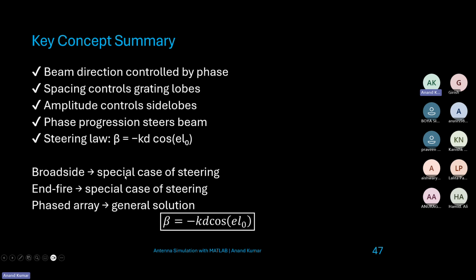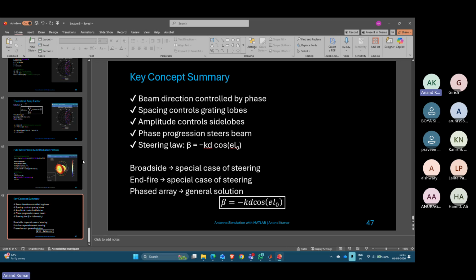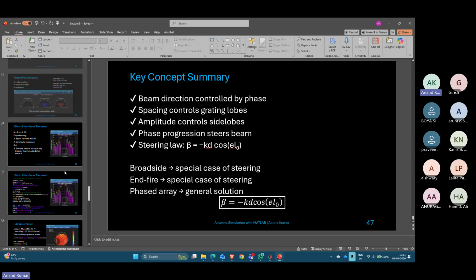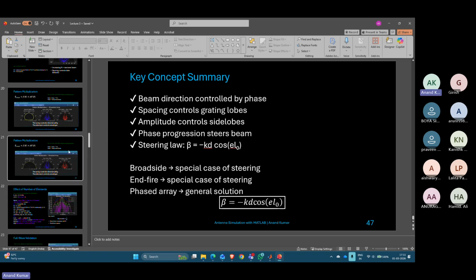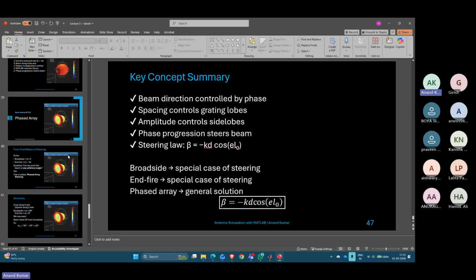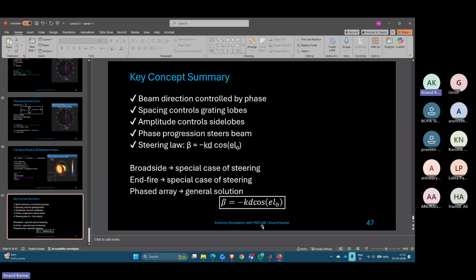And for broadside and end fire, now once you have looked at the phased array, they become special cases of the phased array, where one is radiating perpendicular to the array, and one is radiating in the direction of the array. So that's it for today. If there are questions, we can discuss them now. Else, we can conclude today's class.